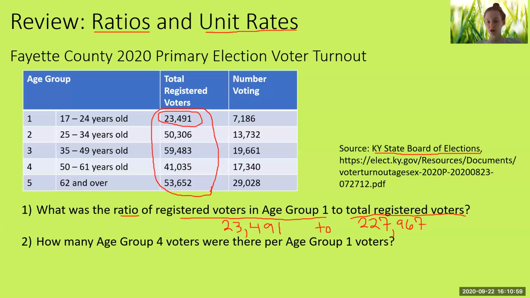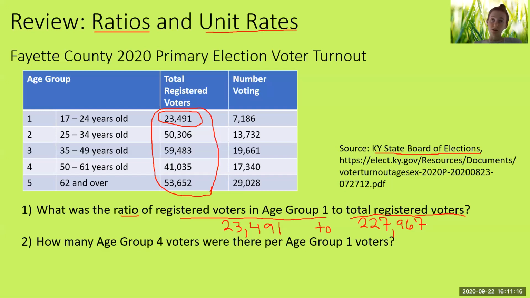of these 2 large numbers. We get this ratio of 23,491 to 227,967. So that is our ratio comparing registered voters in age group 1 to total registered voters.